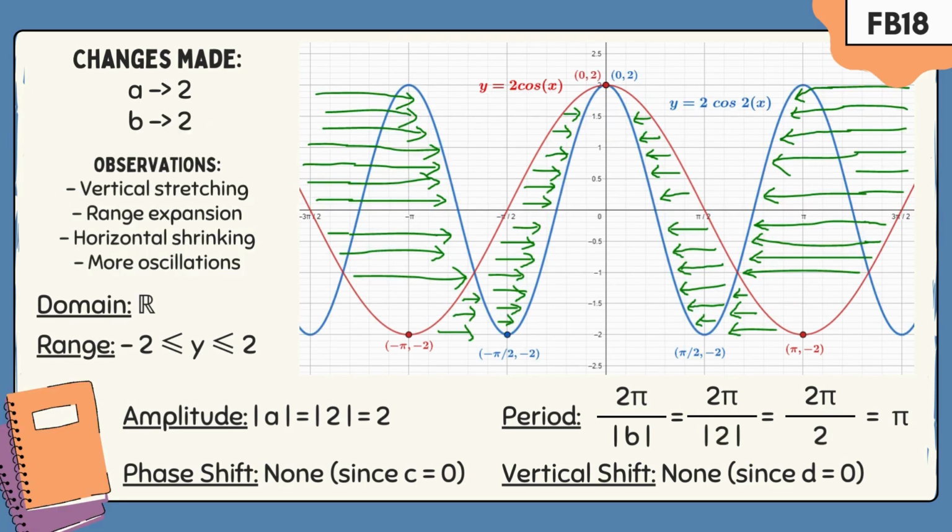Starting from the red graph of the previous slide, with the value of b now set as positive 2, reveals an unaltered amplitude. However, this shift in the value of b impacts the period. Conventionally, the formula to calculate a cosine function's period remains the same. It's 2 pi divided by the absolute value of b. Plugging positive 2 into our given formula yields a period of pi. Consequently, because the value of b surpasses 1, the period undergoes horizontal shrinking. Similar to the amplitude, the remaining properties of the graph remain constant despite this change in value.